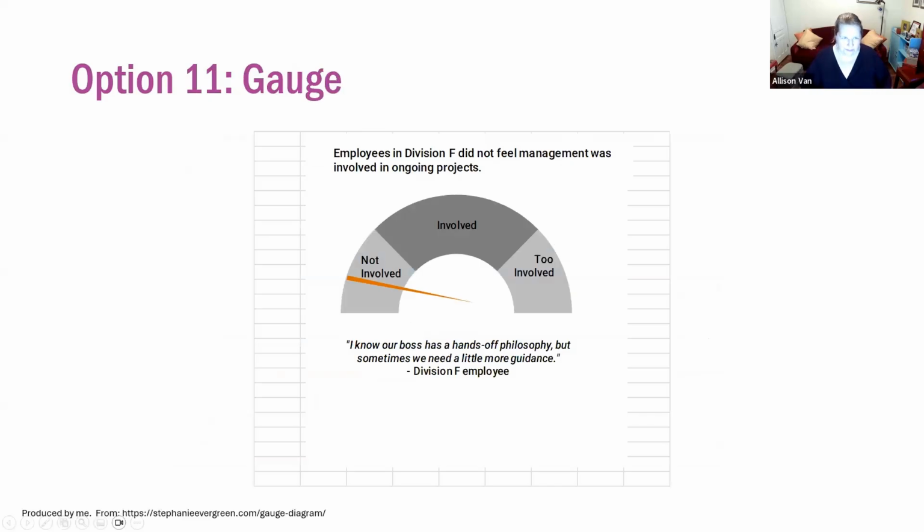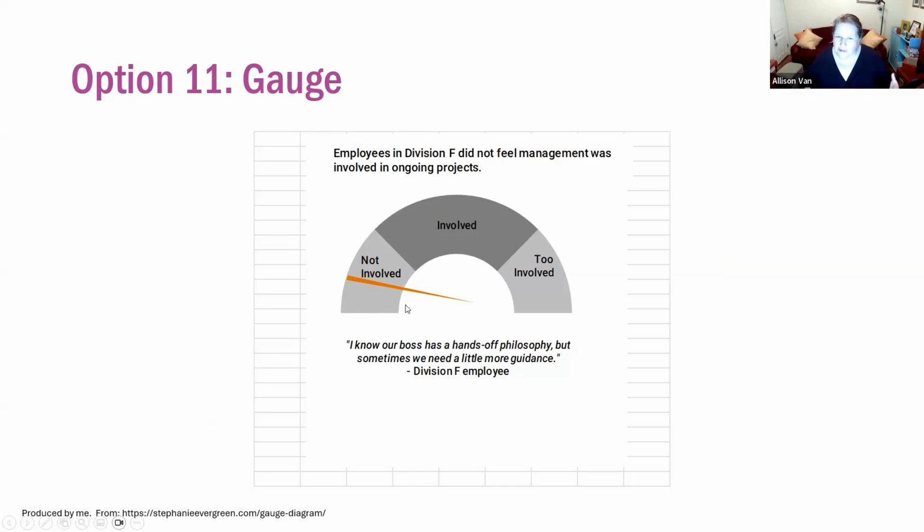Okay, a gauge. These are just kind of fun. They're easy to build. So again, if you're coding and you know that you're going to code, in this case, how people feel about the engagement of management, you can show the overall theme of sort of how people generally feel, but also on the scale. So, the theme here is that in Division F, management isn't that involved. But you can see it's not all the way down here. Not everybody agrees with that.